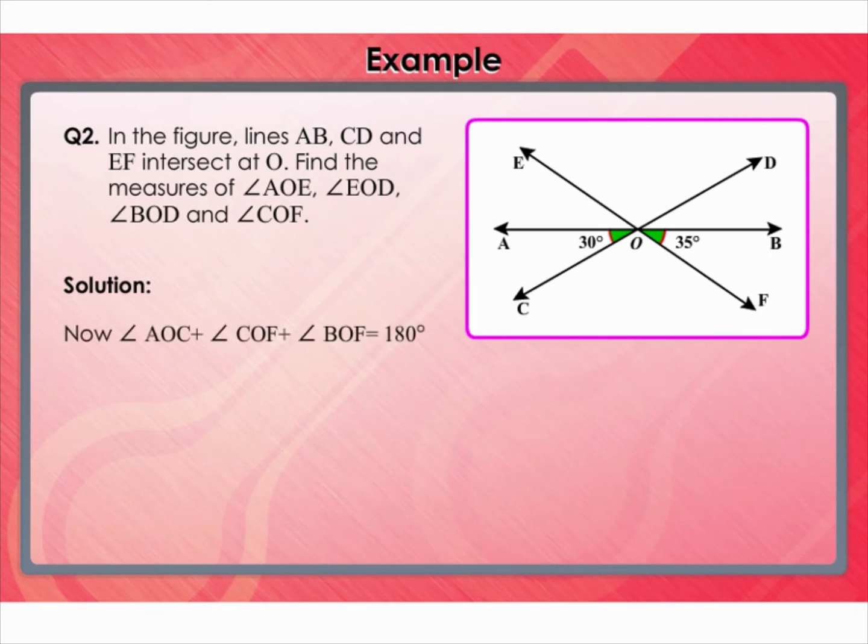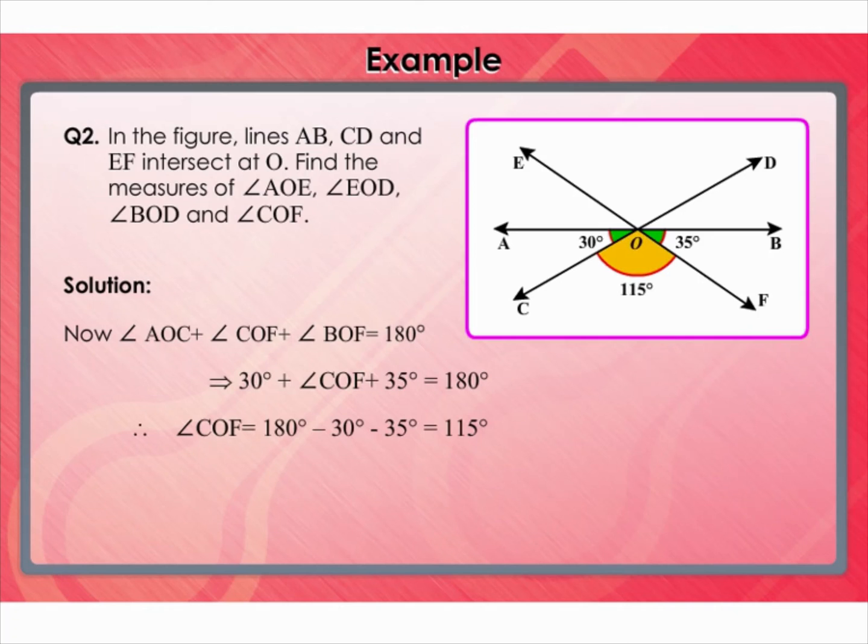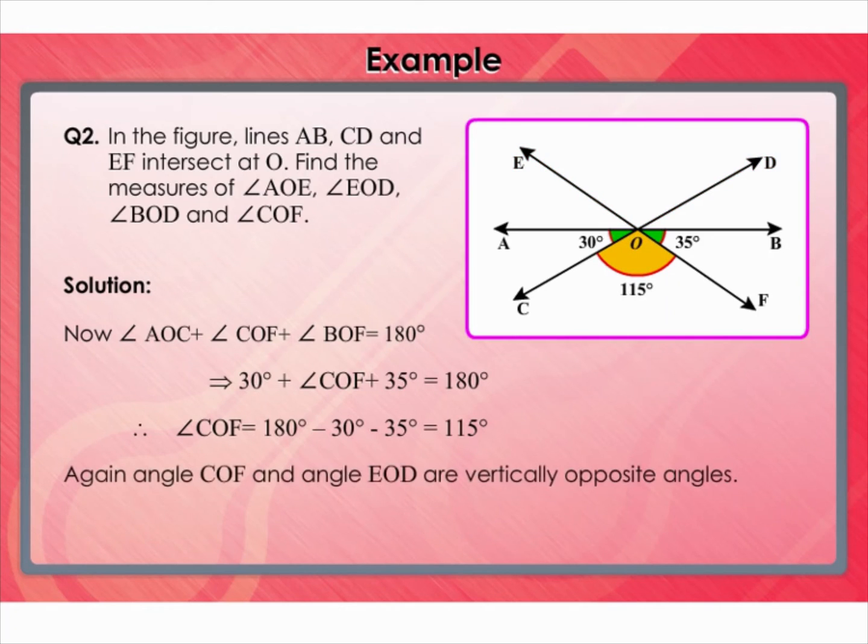Now, angle AOC plus angle COF plus angle BOF is equal to 180 degrees. Then substituting the angles of AOC and BOF, on simplifying, we get angle COF is equal to 115 degrees. Again, angle COF and angle EOD are vertically opposite angles. Therefore, angle EOD is equal to 115 degrees.